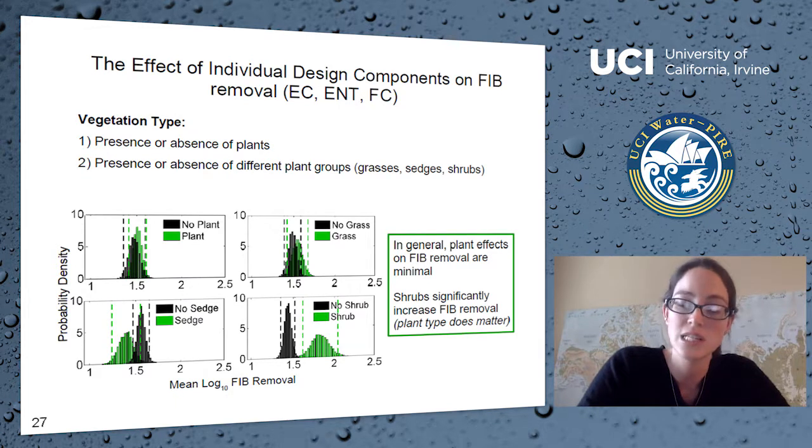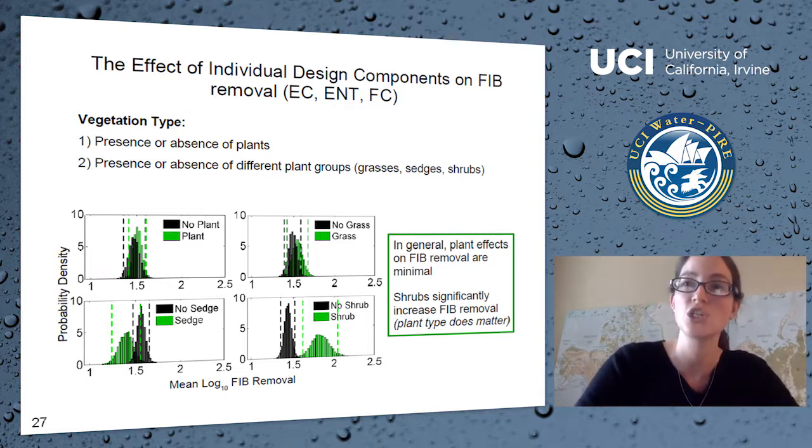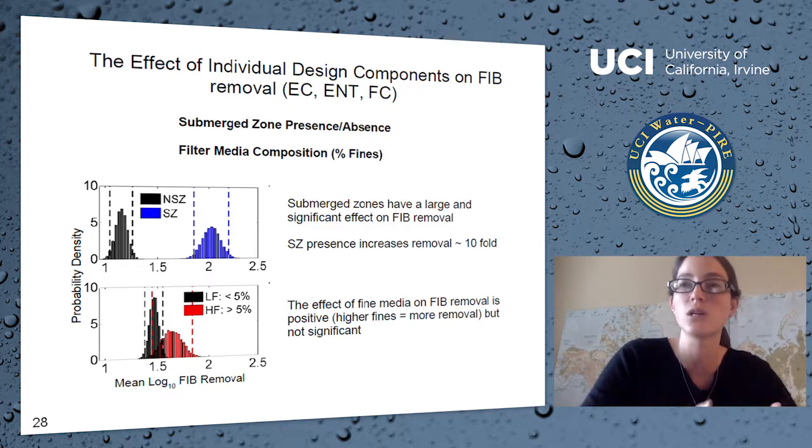And then the final 2 slides of the talk are just in case anybody wants to do more than a conceptual view of the effects of those individual design components on FIB removal. These look at things a little bit more quantitatively, going through a probability distribution and bootstrapped approach to show which individual components have significant effects, and they actually give the actual log reduction values. So if you're interested in that, you can look at slides 27 and 28.